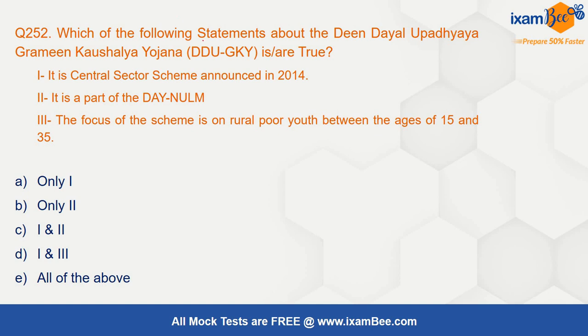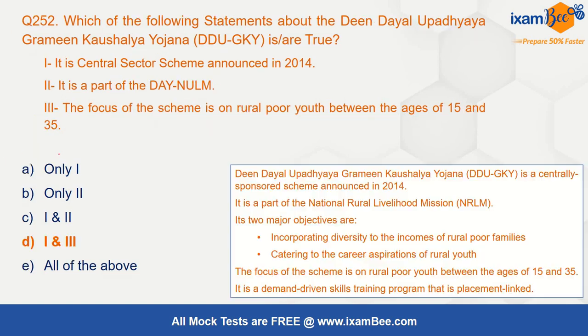Which of the following statements about the Deen Dayal Upadhyaya Grameen Kaushalya Yojana is or are true? It's a central government scheme announced in 2014. It is a part of Day NULM. The focus of the scheme is on rural poor youth between the age group of 15 and 35.